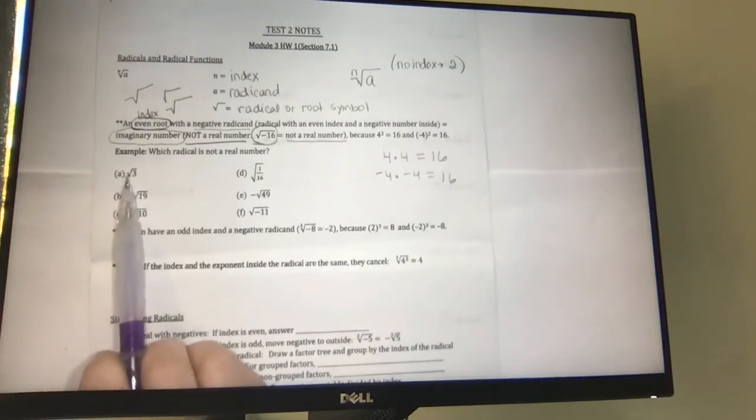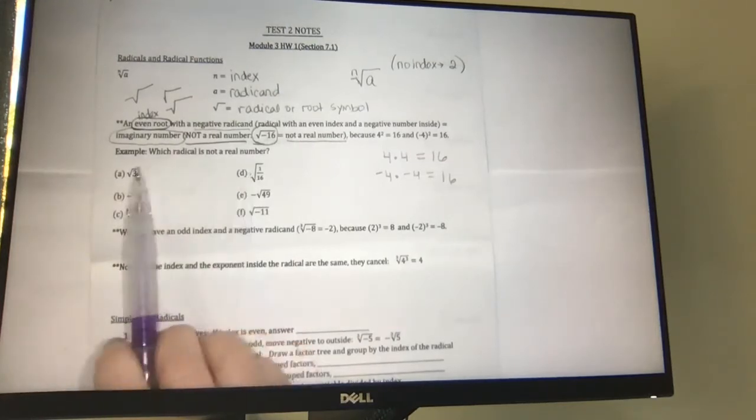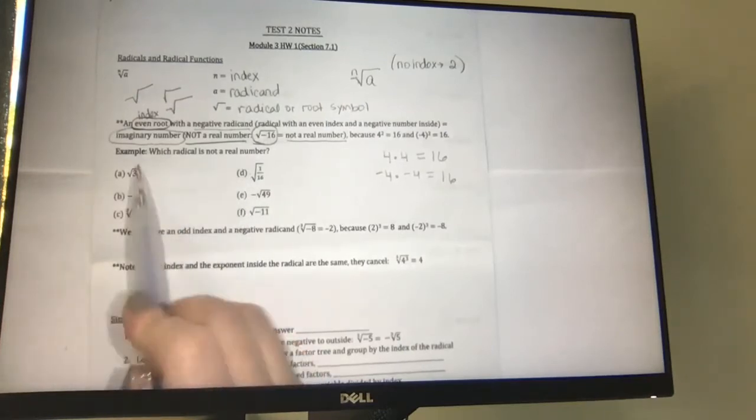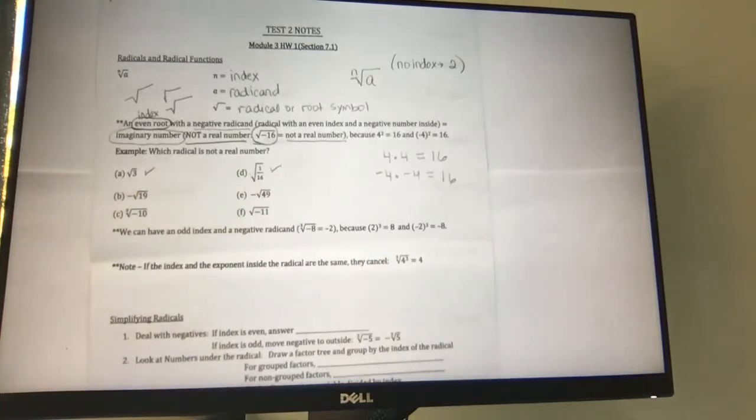But if you look at A and D, even though D looks scary, these are fine, right? You can tell that these are real numbers. I'm just going to put a little check like, yeah, you're real. Because they're positive radicands, right? I don't see any negatives happening, so I'm not worried about them.